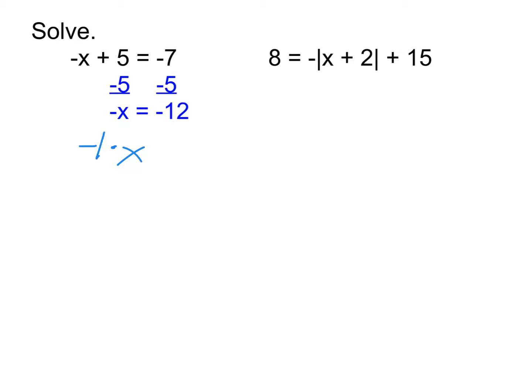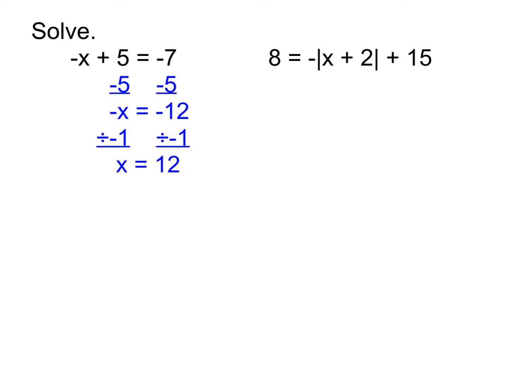So if I want to get the x by itself, I'm going to be undoing this multiplication by negative 1. And so if I'm going to undo multiplying by negative 1, I'm going to divide by negative 1. So I divide both sides by negative 1. We end up, in this case, finding that x equals 12. All right, now on to the second equation.